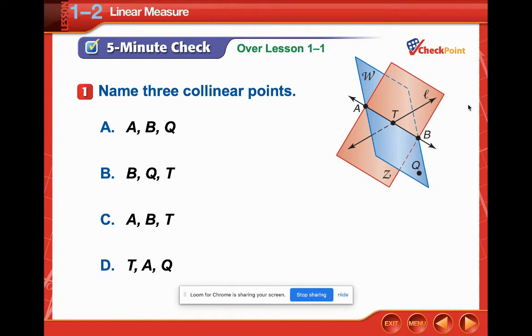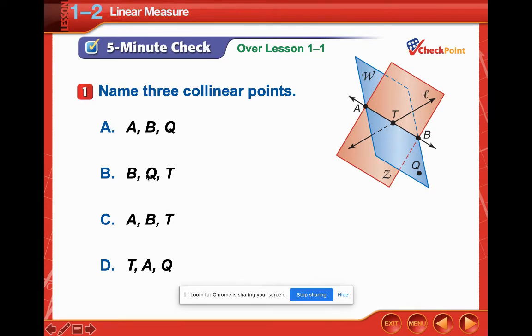All right, so it says name 3 collinear points. Hopefully you remember from earlier this week that collinear points are points that are on the same line. Co meaning together, linear meaning line. So you're looking for 3 points that are on the same line. So let's go through all these options. So we have A, B, Q. A and B appear to be on the same line, but Q does not appear to be on that line. Okay, so we can cross out A.